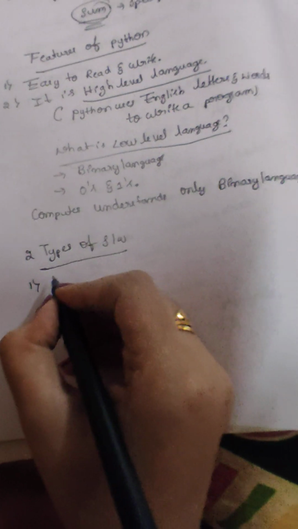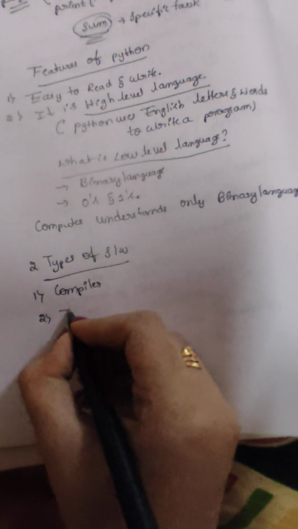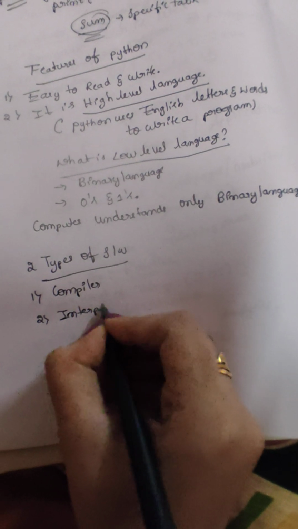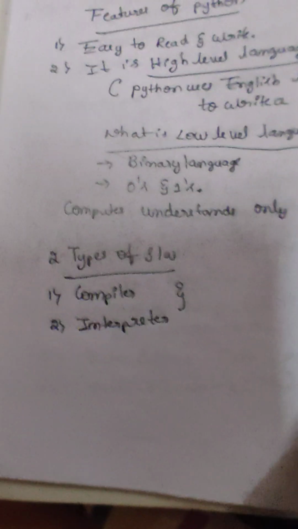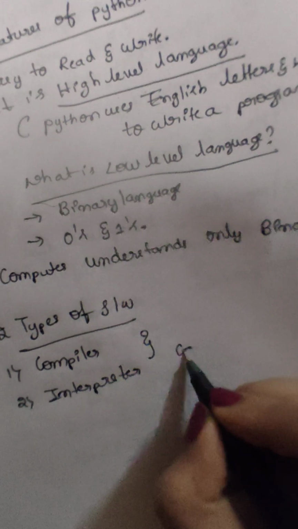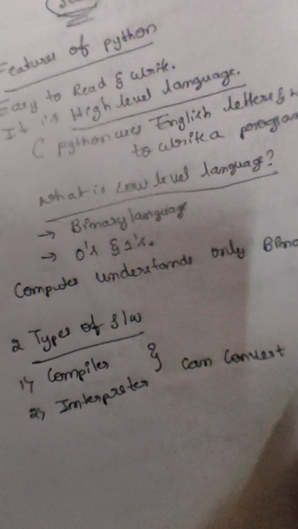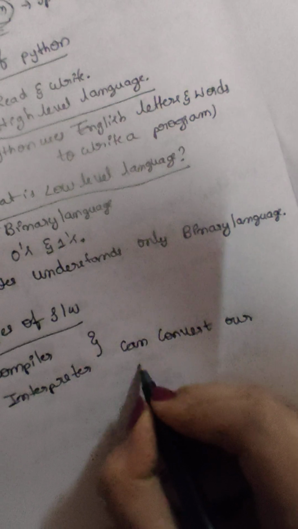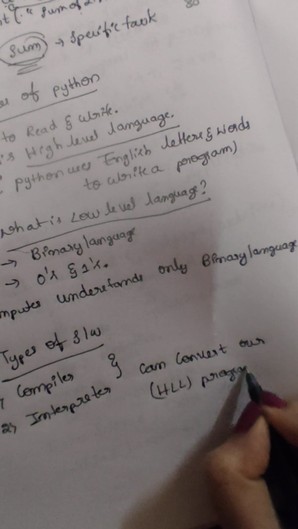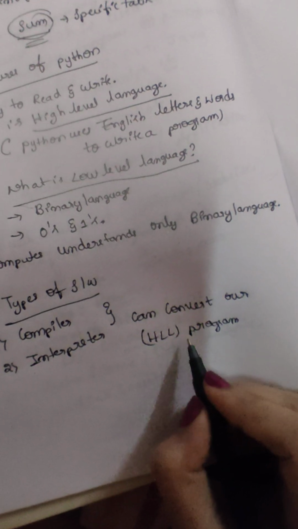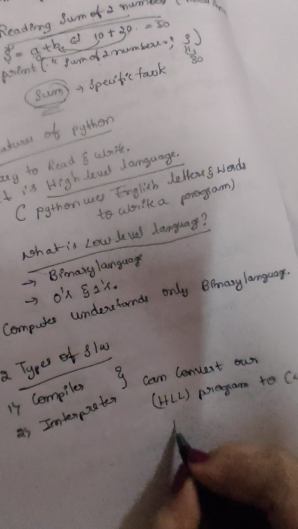First one is compiler. Second one is interpreter. These two softwares can convert our high level program, HLL, means high level language program, to low level language program.